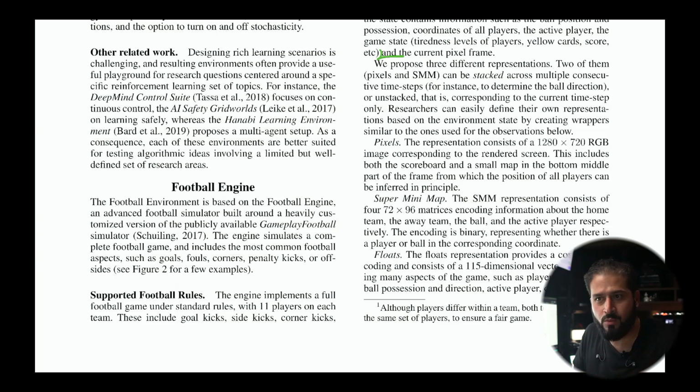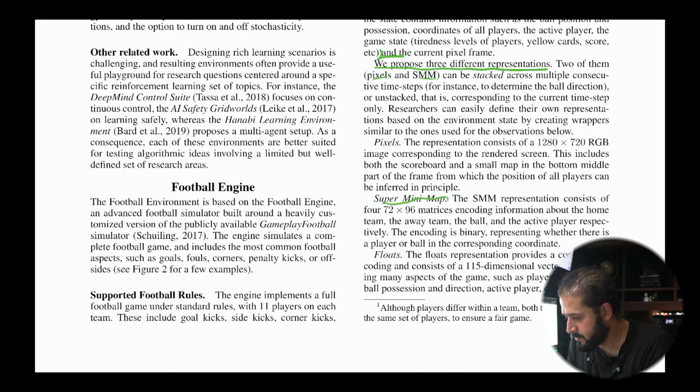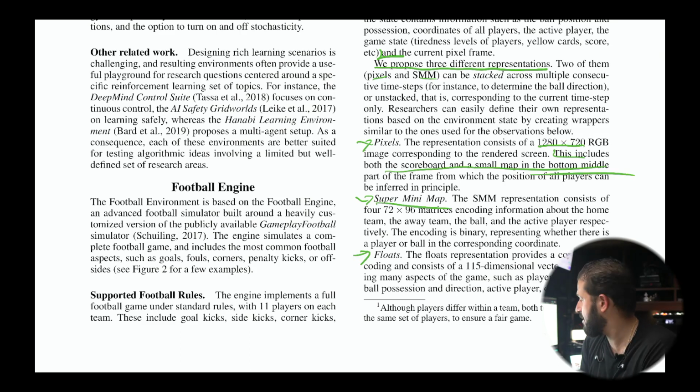Now, they provide you with a few standard observations. Here they talk about it. So we propose 3 different representations. 2 of them are pixels and SMM, which is super minimap. The pixels, and then the floats. Those are the 3. So the pixels consist of these images corresponding to the render screen. This includes both the score and so on. The super minimap is actually what I have in here.